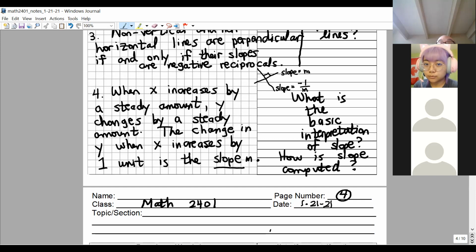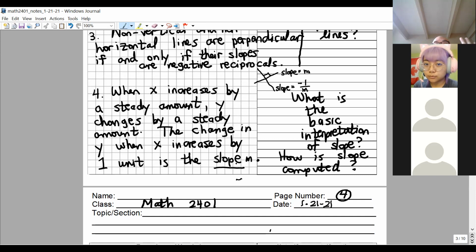So y could be increasing or y could be decreasing. So keep that in mind. Now, here's the second part of this statement, okay? The change in y, which could be positive or could be negative, the change in y when x increases by exactly one unit, that change in y happens to be the slope, all right?